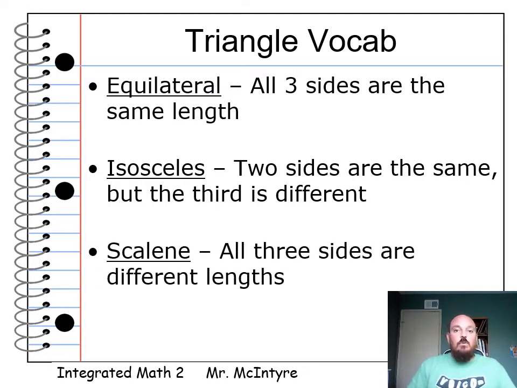And if you have a triangle where none of the sides are the same, each side is different from each other, we call that a scalene triangle. So I left myself a little bit of space. I'm going to draw a picture of each one. An equilateral triangle might look like this.